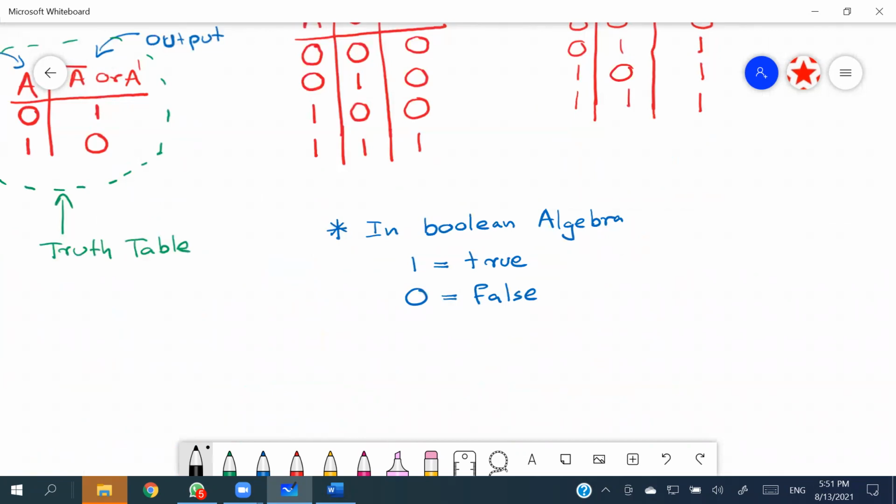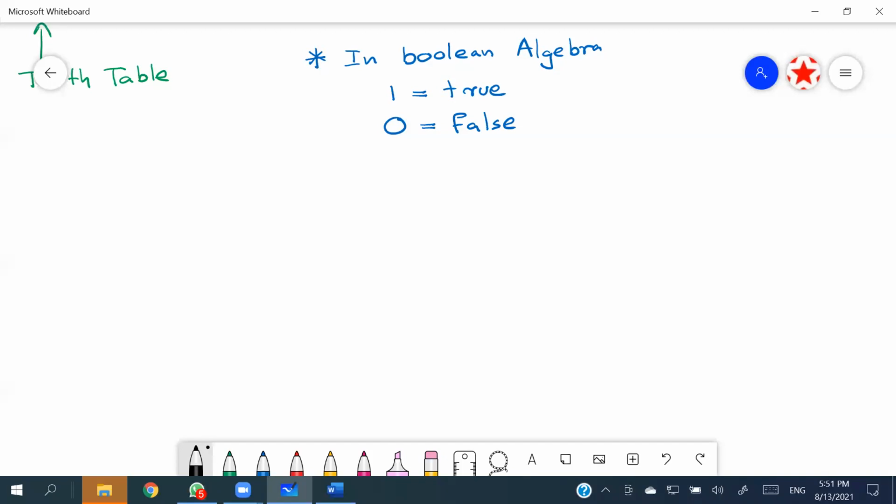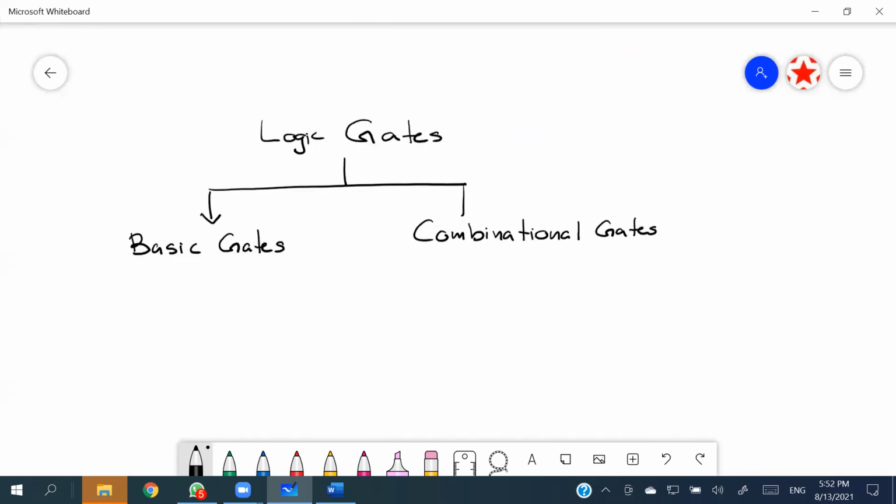So I'm going to use the same hierarchy at the beginning because we are talking about the gates again, right? So we know logic gates divide into two parts, which we call basic gates and the combinational gates. Right. So today we are going to learn about the combinational gates. Now, combinational gates are divided into two parts.